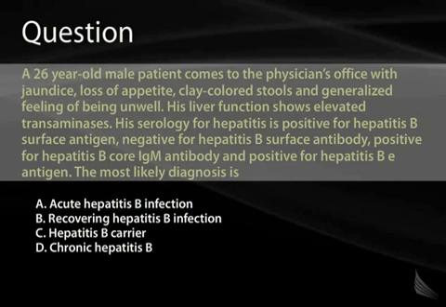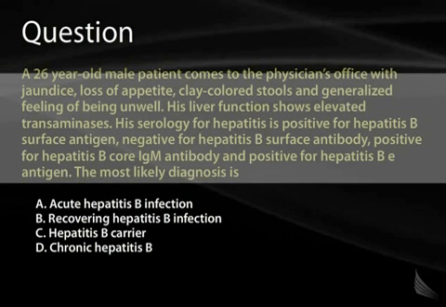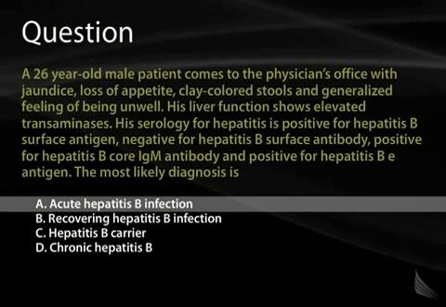We have hepatitis B surface antigen, we have hepatitis B E antigen, and so we have active infectious hepatitis B. So the answer is A, acute hepatitis B infection.